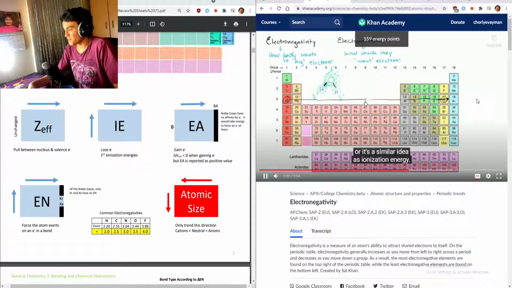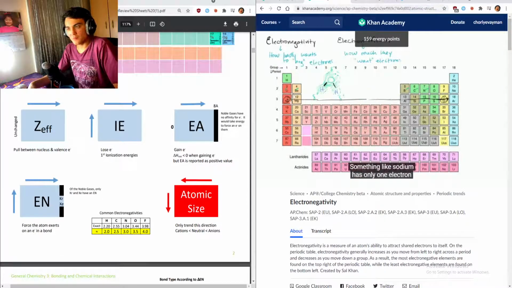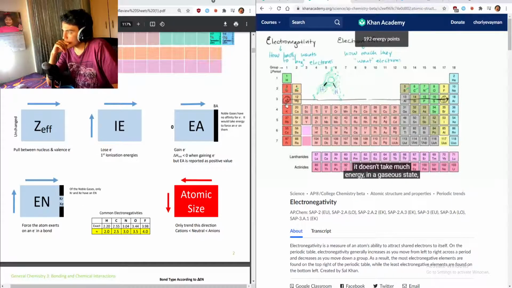It's a similar idea as ionization energy. Something like sodium has only one electron in its outermost shell. It would be hard for it to complete that shell, so to get to a stable state, it's much easier for it to give away that one electron and get to a stable configuration like neon. So this one really wants to give away an electron. We saw in the video on ionization energy that's why it has a low ionization energy. It doesn't take much energy in a gaseous state to remove an electron from sodium.